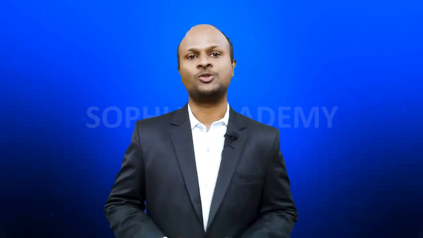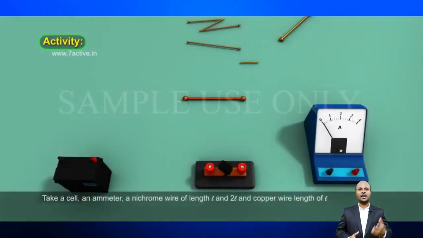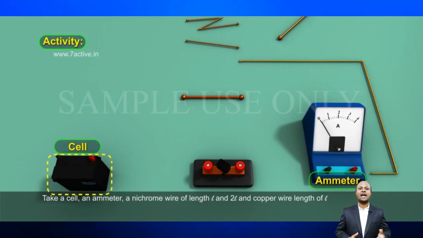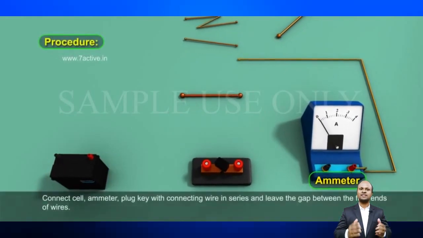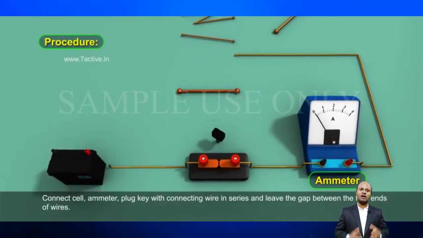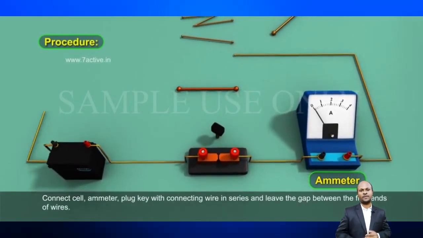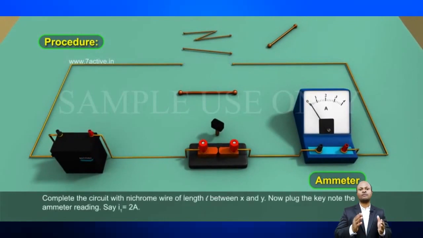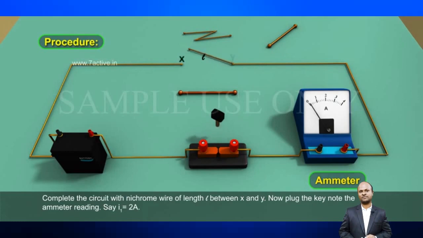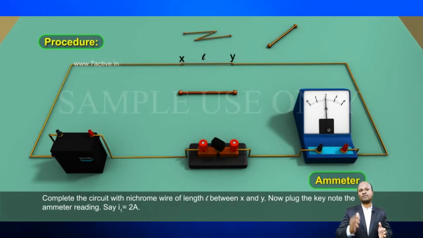Let's do activity 2. For this activity, we need a cell, an ammeter, a nichrome wire of length L and a plug key. Connect the circuit. Complete the circuit by connecting the nichrome wire of length L in the gap XY. Plug the key and complete the circuit so that the current flows in the circuit. Note down the ammeter reading. Take out the key from the plug.